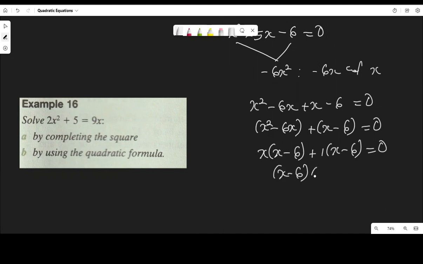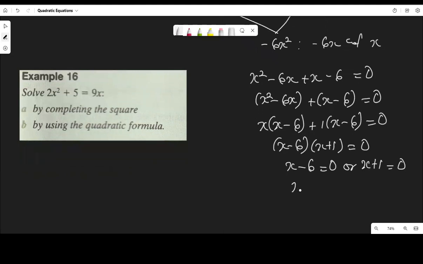Then we'll group this and this: s plus 1 equal to 0. Either s minus 6 is equal to 0 or s plus 1 is equal to 0. Hence, s is equal to 6 or minus 1. When this minus 6 crosses equality, it becomes plus 6. When plus 1 crosses equality, it becomes minus 1.